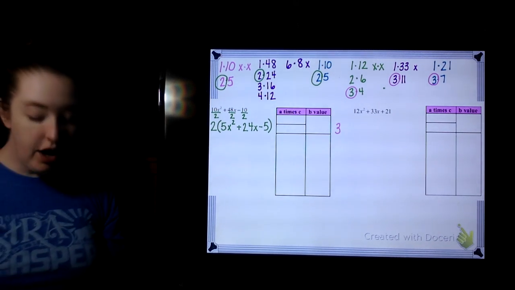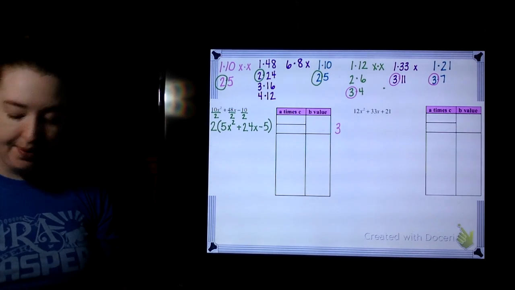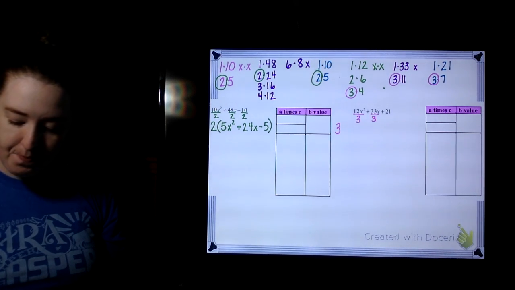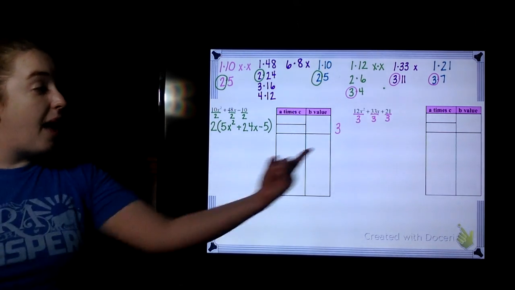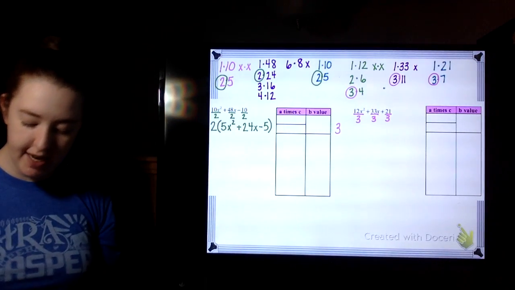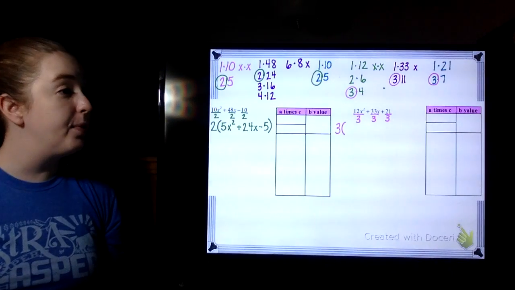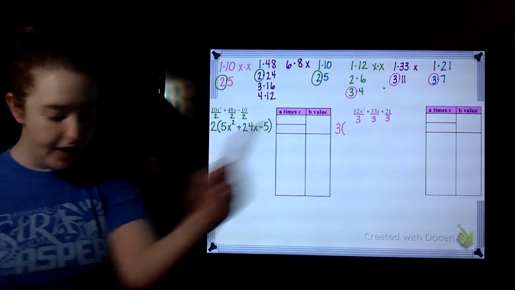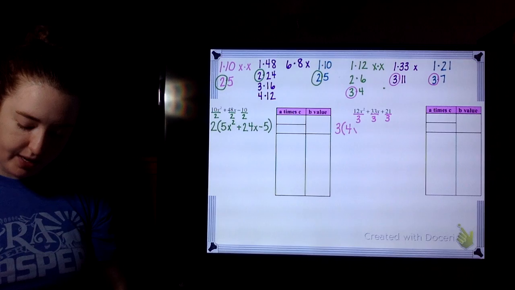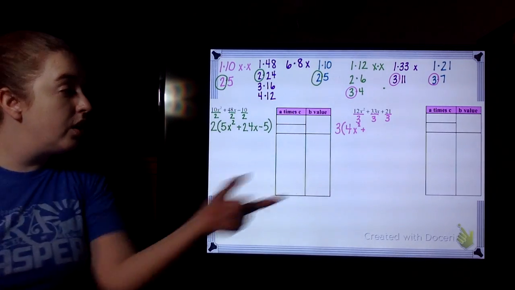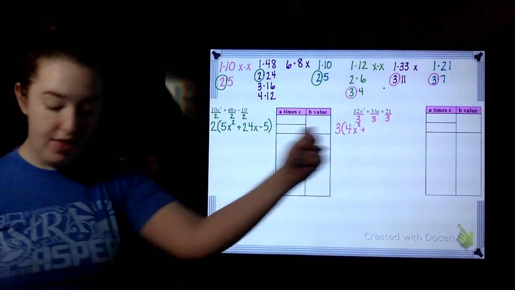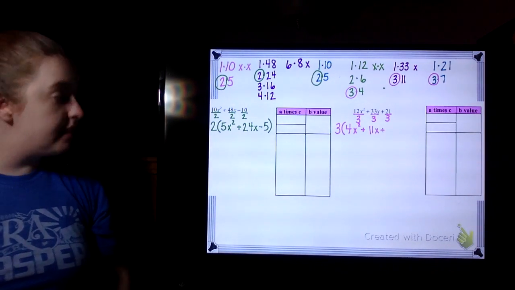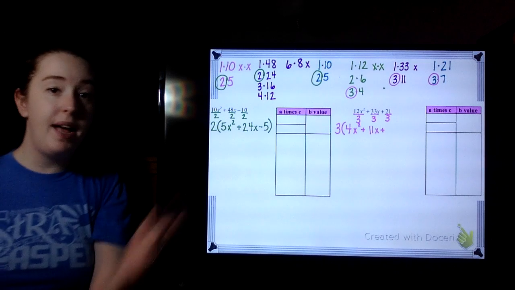Okay. Our greatest common factor in this last one was 3, so I'm going to take each term and divide it by 3. I'm going to keep my greatest common factor here out in front of my parentheses. 12x squared divided by 3 is 4x squared plus 33x divided by 3 is 11x plus, and then 21 divided by 3 is 7.